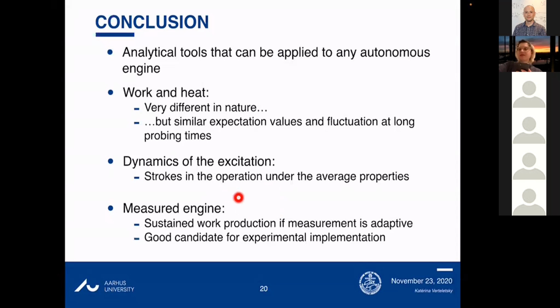But for the measured engine, we could see that it is a good candidate for experimental implementation, and it can produce positive work if a good adaptive measurement scheme is chosen, and really hoping that it will be implemented actually one day.